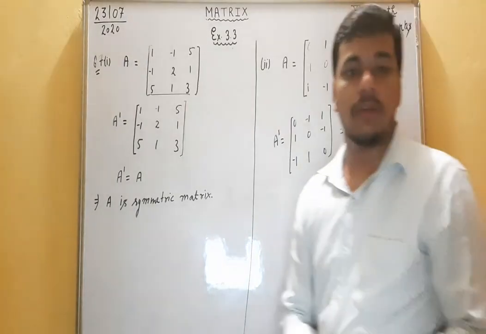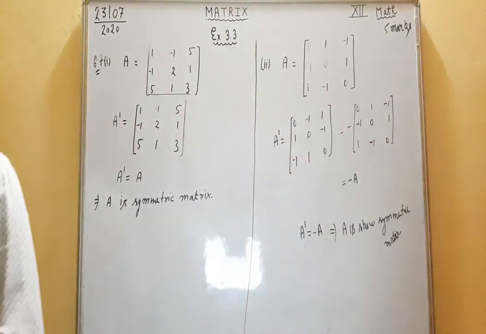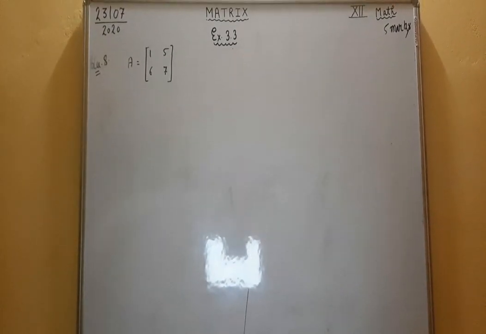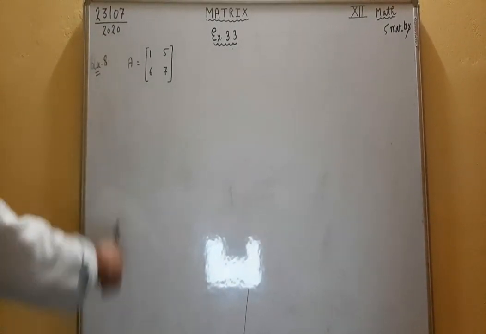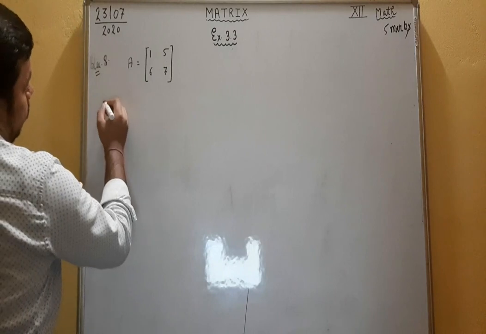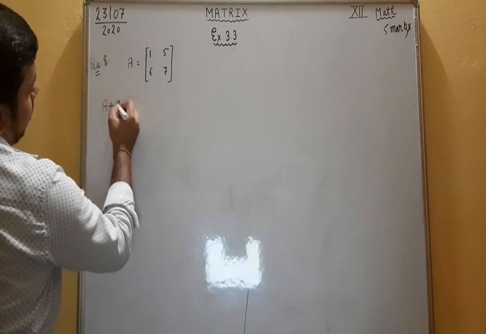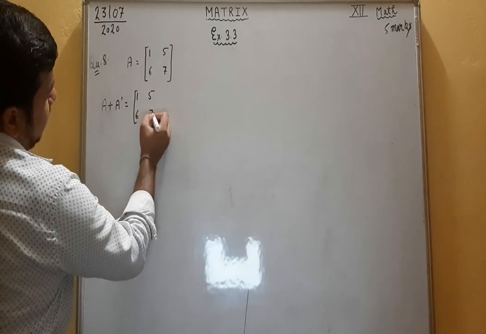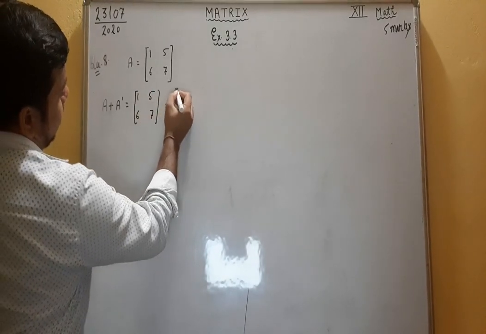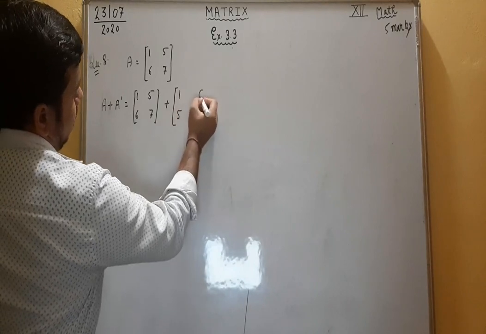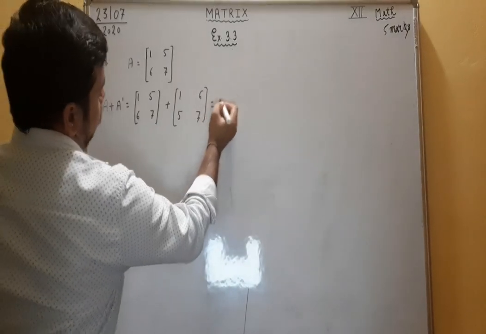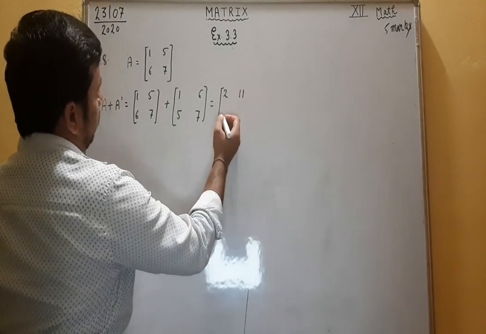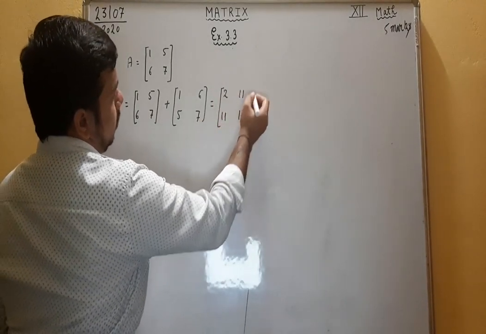Now see the next problem, problem number 8. What is problem number 8? Let us see. A matrix A is given in which first row is 1, 5, 6, 7. We have to prove that A plus A dash is symmetric. So let us find A plus A dash. 1, 5, 6, 7. Take its transpose 1, 5, 6, 7. Add these two matrices: 1, 1, 2, 5, 6, 11, 6, 5, 11, 7, 7, 14.